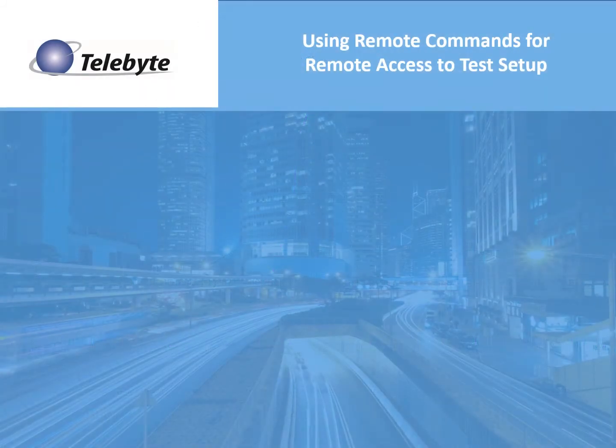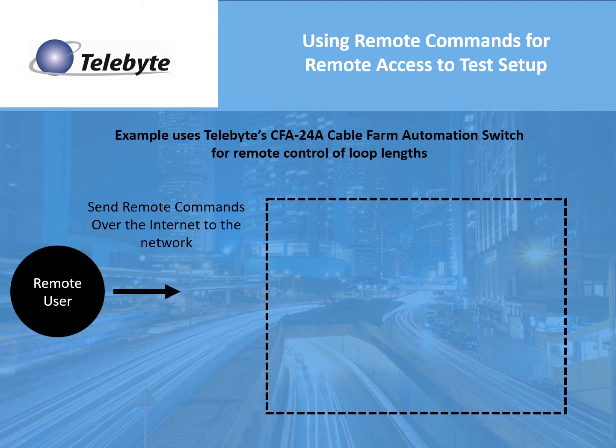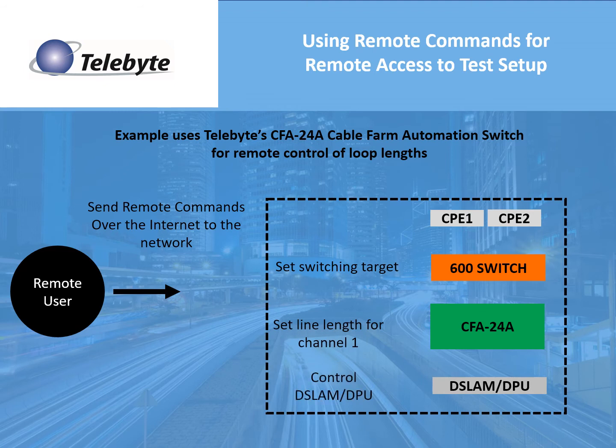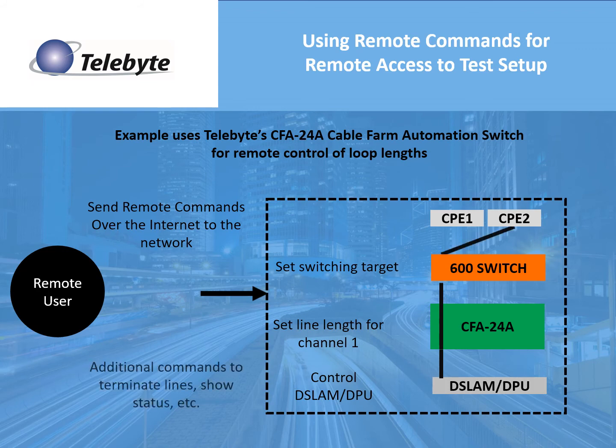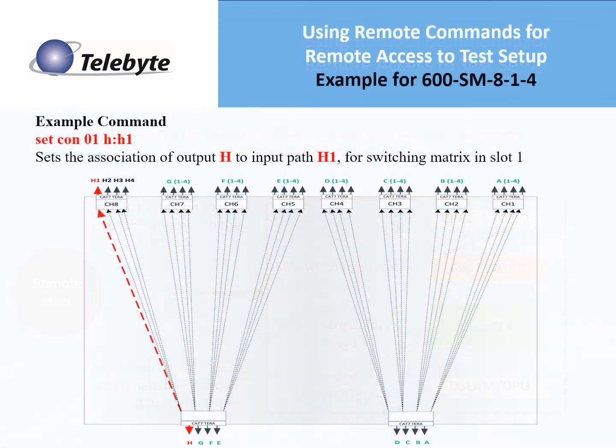Remote access to the test setup is available by using remote commands or a web browser. Here is an example showing loop lengths on the Telebyte CFA24A cable farm automation switch being set remotely. The commands are sent over the internet to the network. The signal from the DSLAM port travels through the loop and is then switched to CPE1 or CPE2.